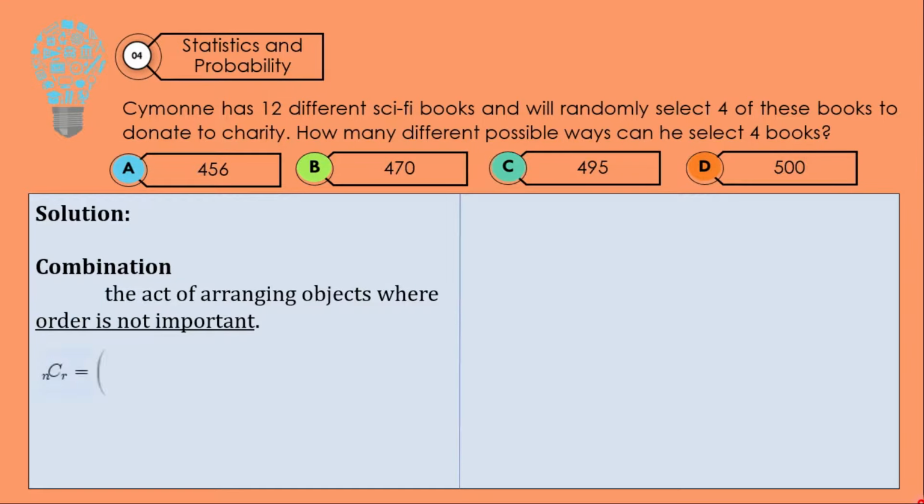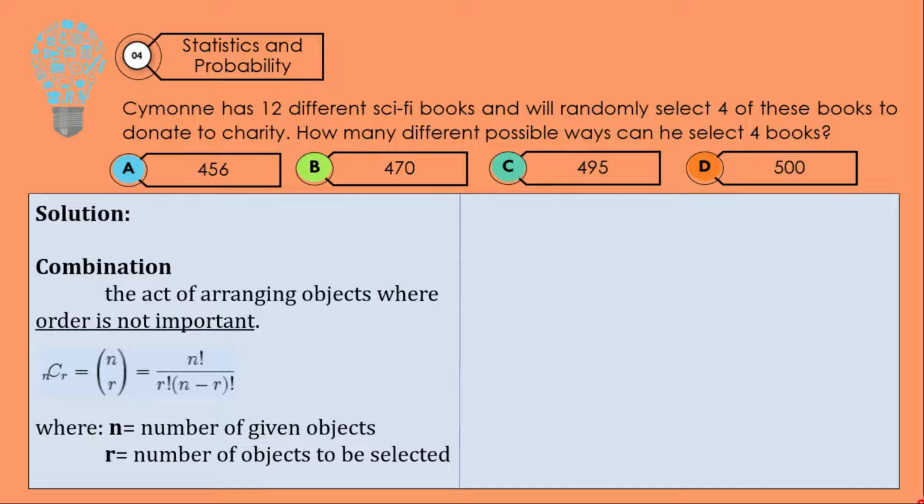We'll use the combination formula to solve this problem, where n is the number of given objects while r is the number of objects to be selected. The problem states that Simon has 12 books and will randomly give 4 books. Thus, n is 12 and r is 4. Let's use the given and substitute the formula. We'll have 12 factorial over 4 factorial times 12 minus 4 factorial.